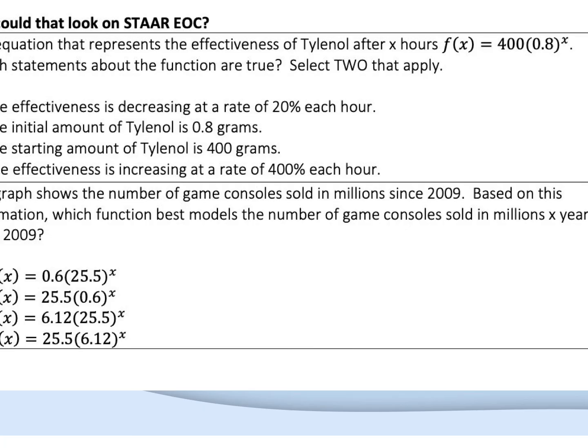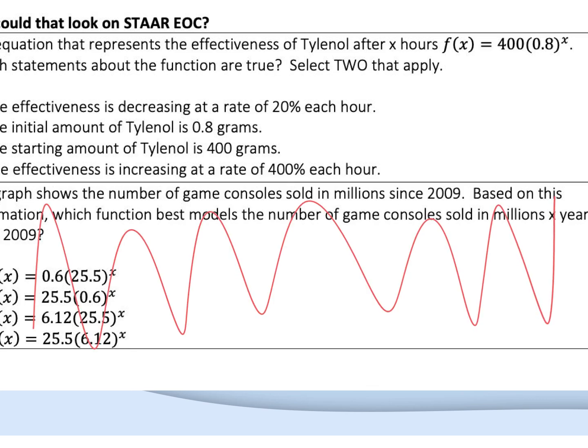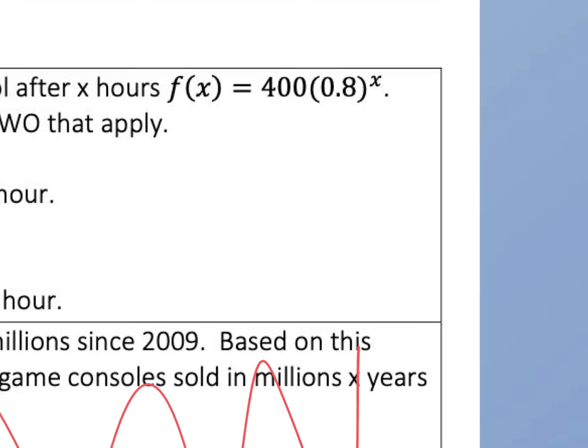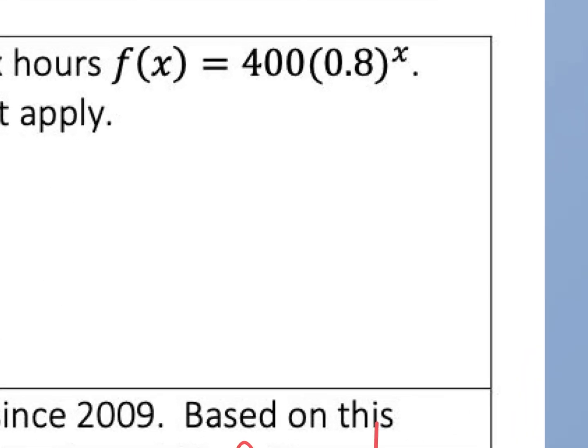All right, another real life problem. The equation represents the effectiveness of Tylenol after a certain number of hours, 400 times 0.8 to the x. Which statements are true? Select 2. Okay, before we do that, I want you to just analyze this equation, everything we know. What do we know about the 400? That's our A. This is our initial amount or value, right? So 400 milligrams or whatever you took to start with.